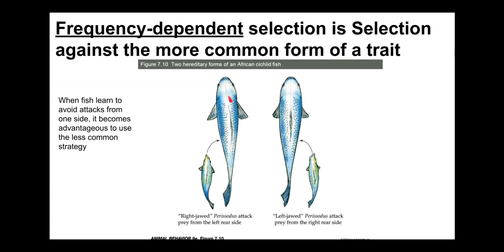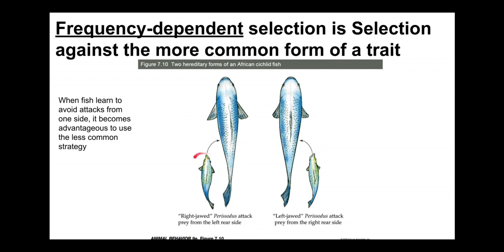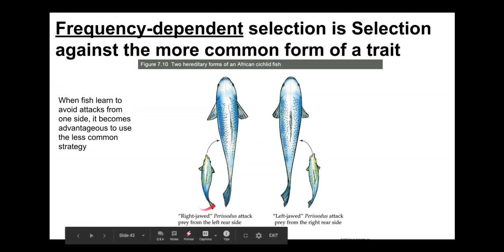So over time, the prey fish learn to protect themselves and avoid one side or the other. When right-jawed fish become really common, the prey fish become really good at spotting them and shaking them off. In that case, it becomes really advantageous to be a left-jawed fish, because the prey fish are all looking to the other side. They're looking at the opposite side for a parasite coming from that direction. So these left-jawed fish can come in, can sneak in.